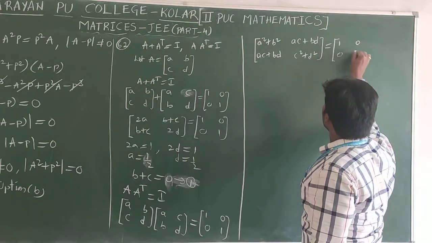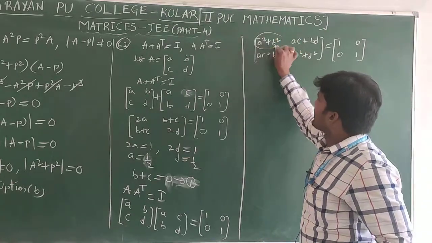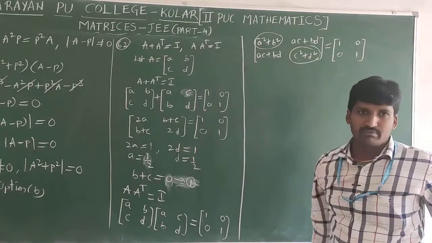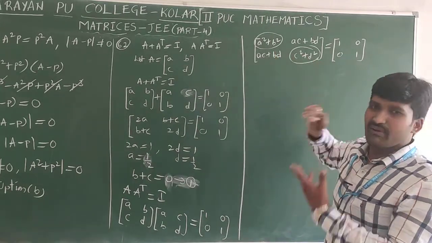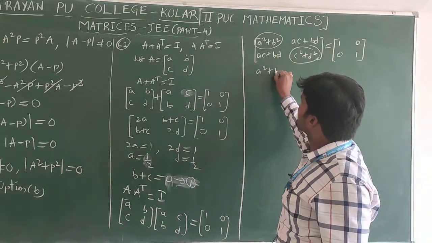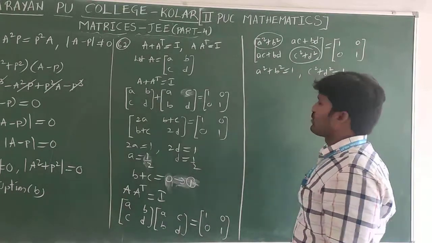Here 1, 0, 0, 1. I am not comparing all. Only these two I will compare. Reason? We know already the A value and D value. So here A square plus B square equals 1. Similarly, C square plus D square also 1.